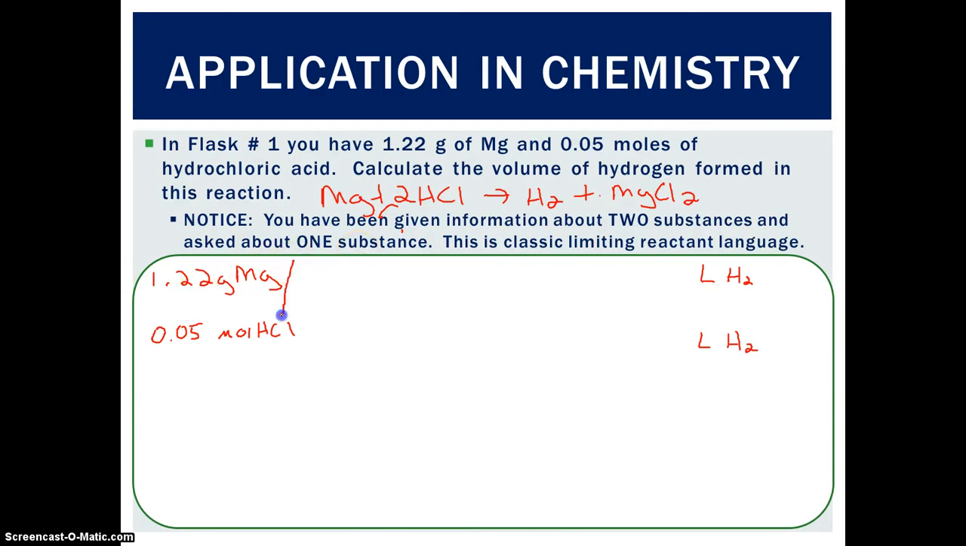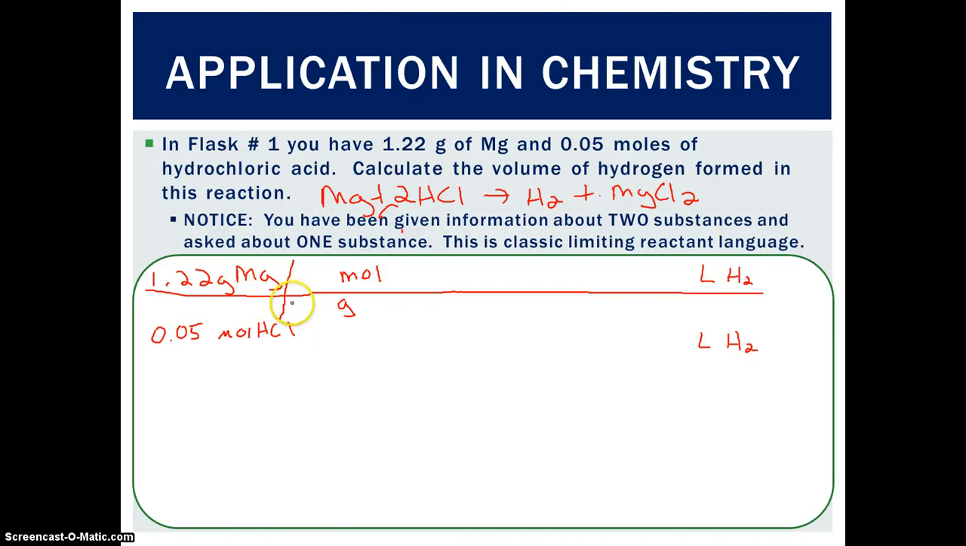From this point, once you've identified that you need to solve 2 problems, it's really just basic stoichiometry. So let's solve the first one. 1.22 grams of magnesium. I want to get to liters of hydrogen. Before I can use my balanced equation, I need moles. So divide by the molar mass. I have grams here, I put grams there to convert to moles.